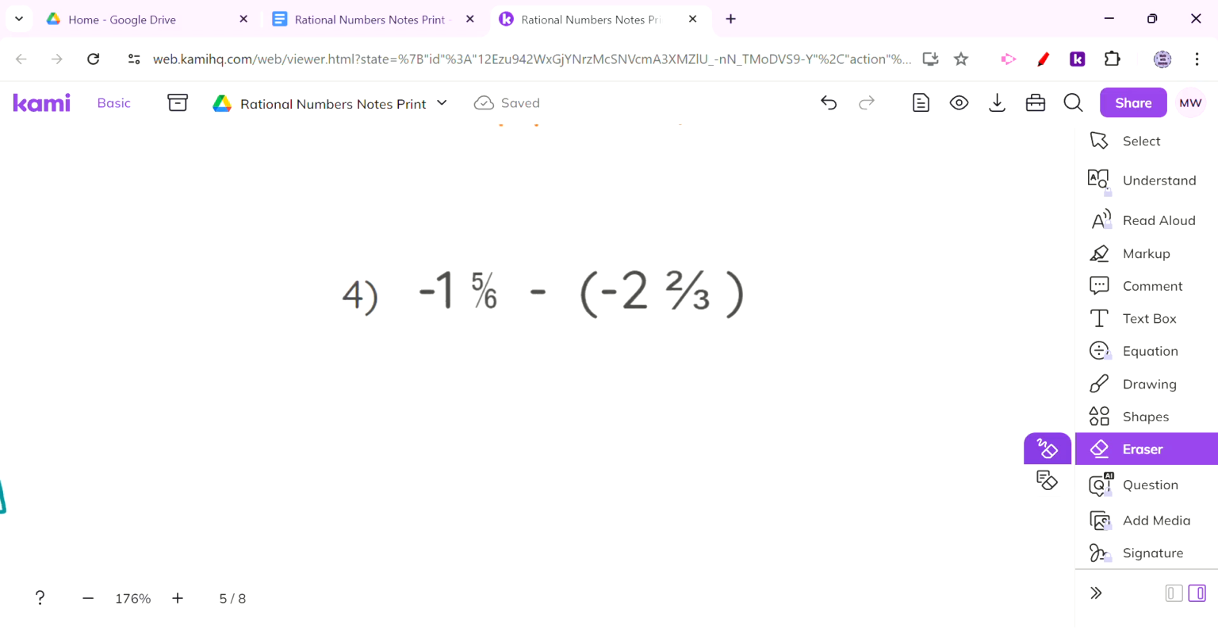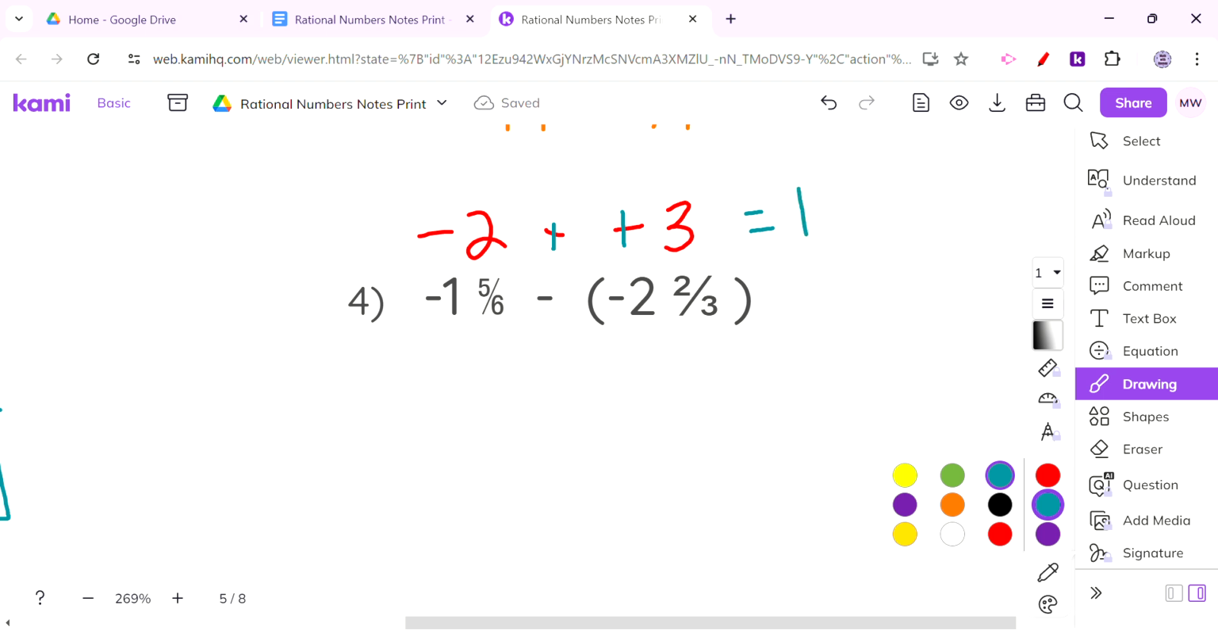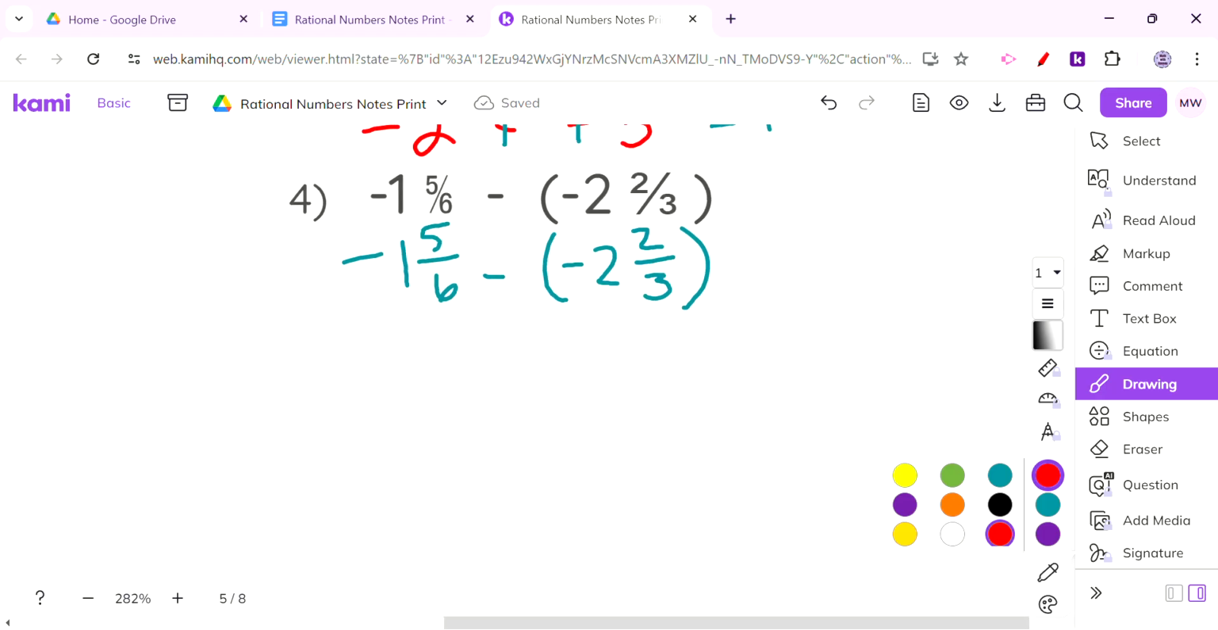All right, step 4. We can estimate this -1 5/6 to be about -2. We can estimate this -2 2/3 to be about -3, and we are subtracting. So keep, change, change, or keep, switch, switch. And then we end up with -2 plus 3, which gets us +1. All right, let's go ahead and solve now. Actually, I'm going to rewrite this so I can see these fractions a little bit better here. Okay, and now we can start solving.